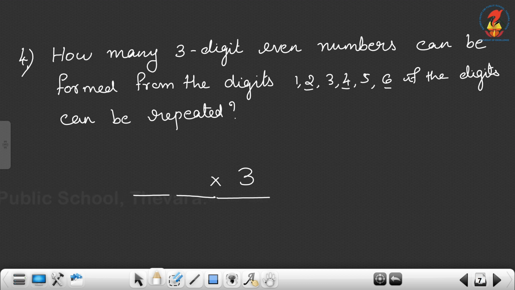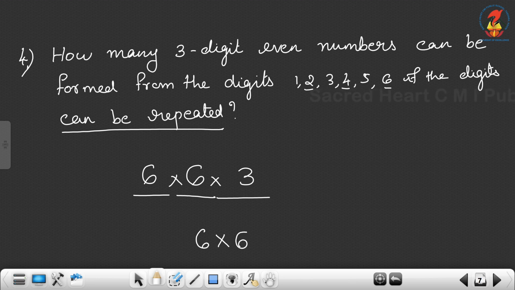Now what about this tens place? Digits can be repeated, which means you can use all the 6 digits here. So this can be filled in 6 different ways. Also the hundreds place in 6 different ways. So the total number of 3-digit even numbers is 6 into 6 into 3, that's equal to 36 into 3, that is 108.